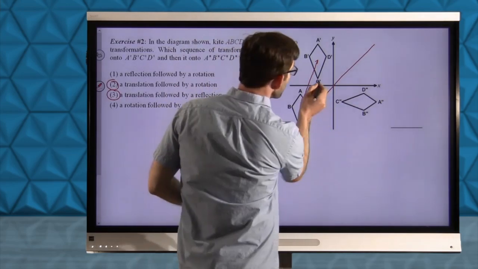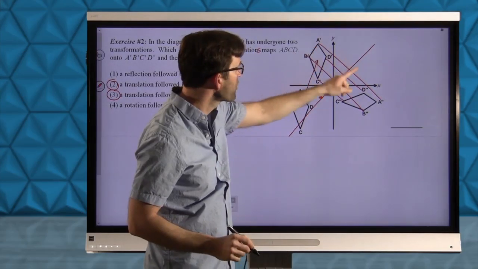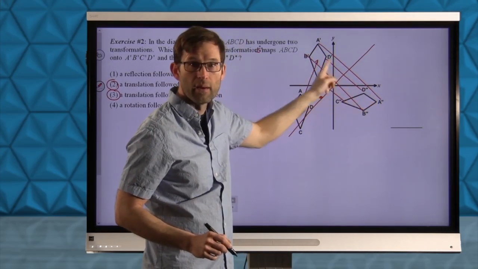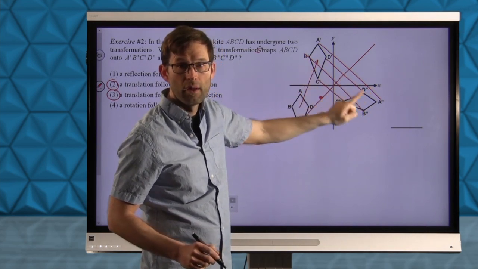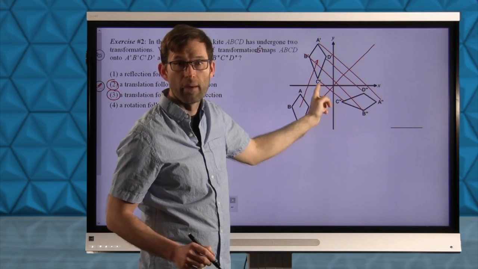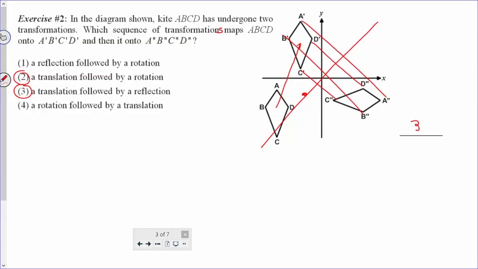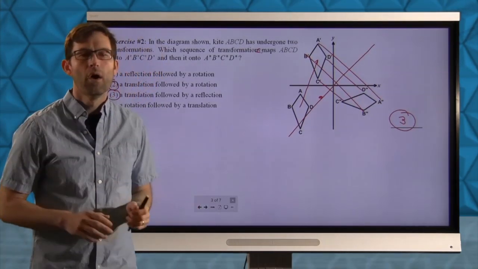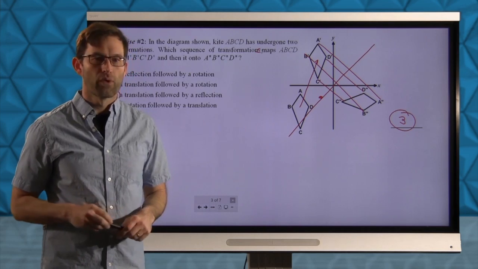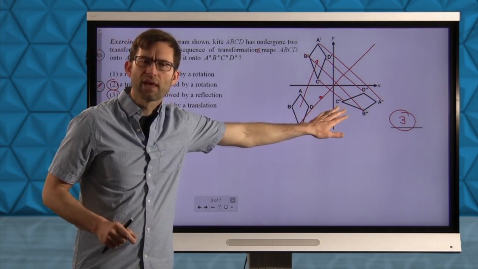And it's probably a reflection in the line y equals x, right? So what happened was I flipped A prime over that line and landed on A double prime. D prime landed on D double prime here. B prime reflected down to B double prime, etc. So this is in fact choice 3. And if that's the one that you chose, then you've got a good feeling now for how these things can combine with one another. Again, it's all about where those letters ended up being.